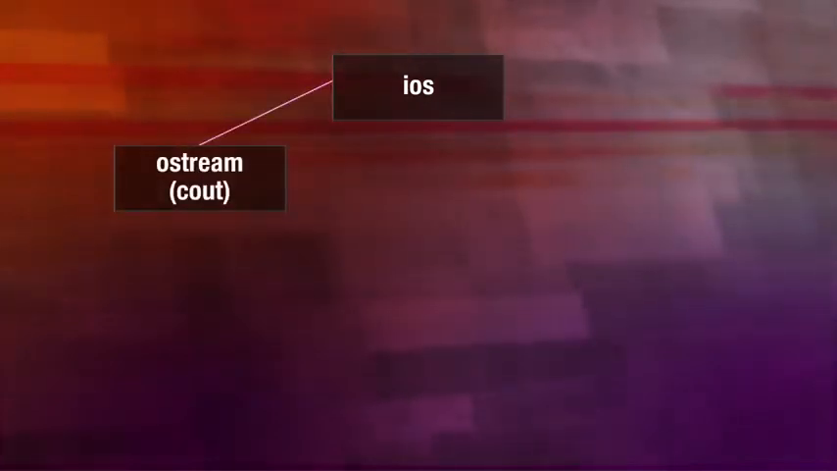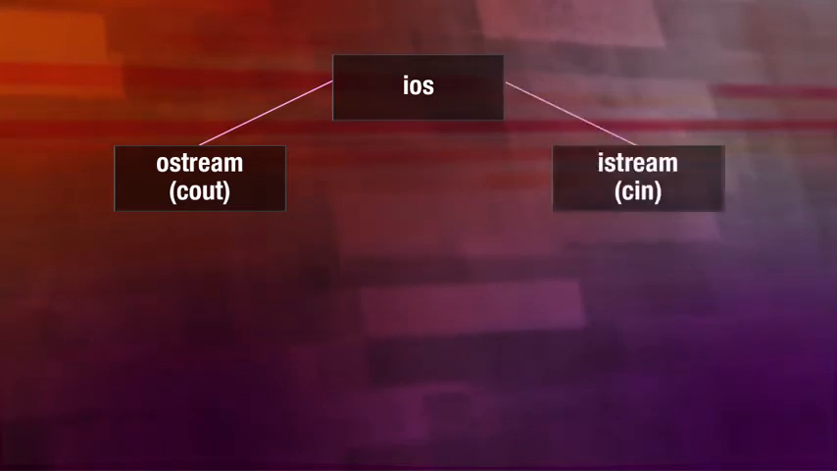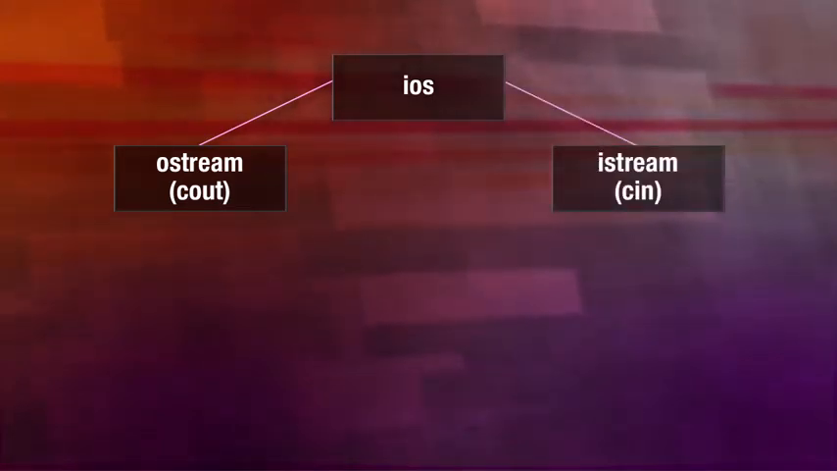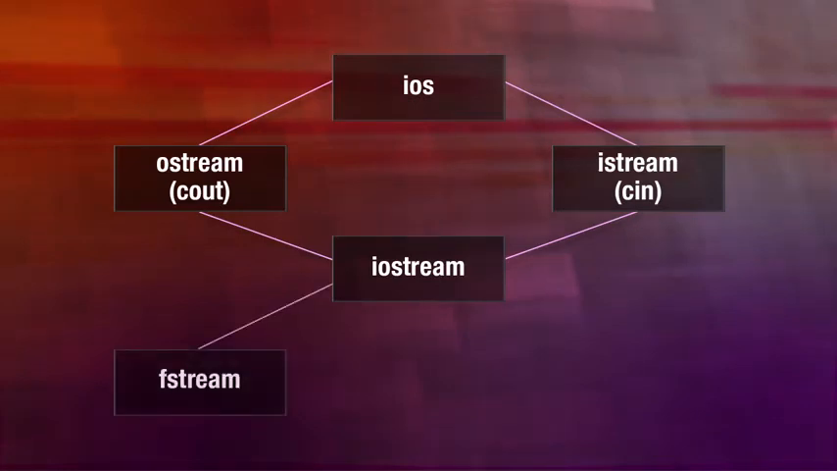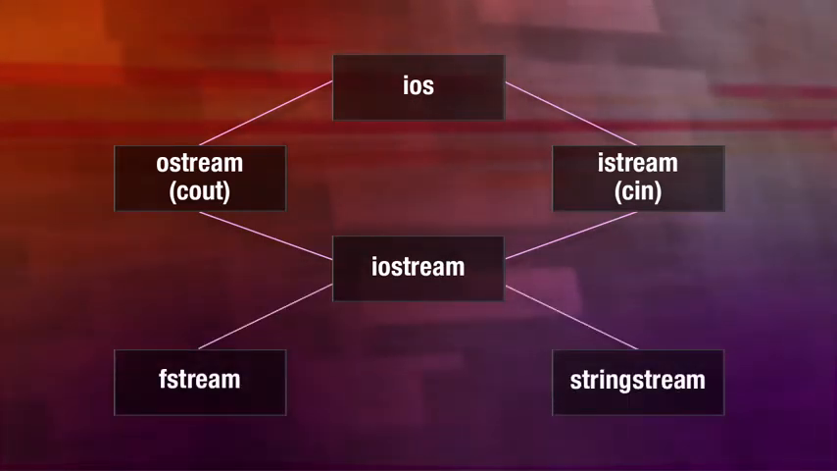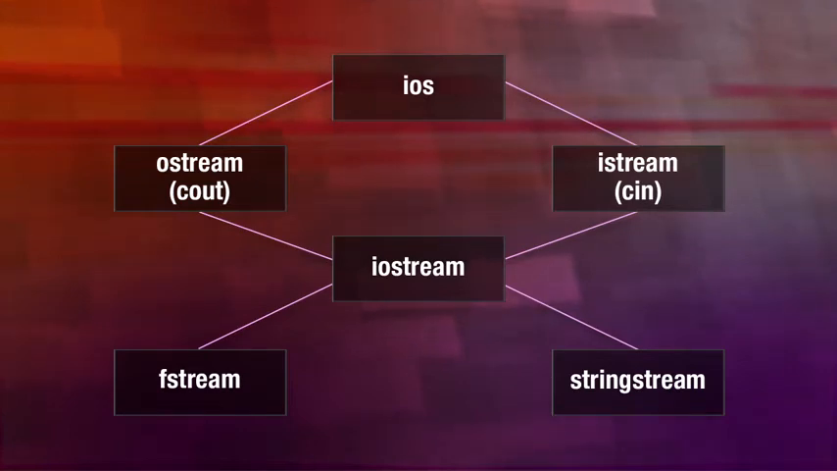There's a large class hierarchy of streams, starting with a base ios stream. Then there are output streams, or ostreams, and cout is an example. And there are input streams, or istreams, like cin. And then you have iostreams that inherit both istreams and ostreams. And both the fstream and the stringstream, for strings, inherit from iostreams. They can handle both input and output.